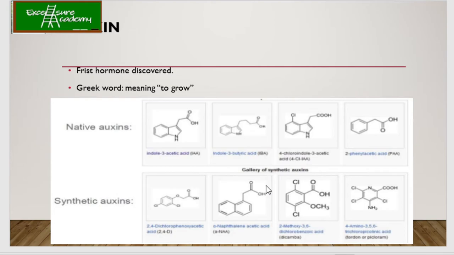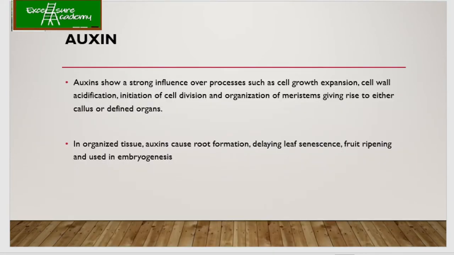You can see the structure of indole 3-acetic acid. We have IAA, IBA, then 4-chloroindole 3-acetic acid and then phenylacetic acid. Now coming to the synthetic auxins, we have 2,4-D, that is 2,4-dichlorophenoxyacetic acid, then naphthalene acetic acid. Like that we have many other synthetic auxins. In this section we are going to talk only about the auxins, and the upcoming lectures will be based on the different growth hormones.